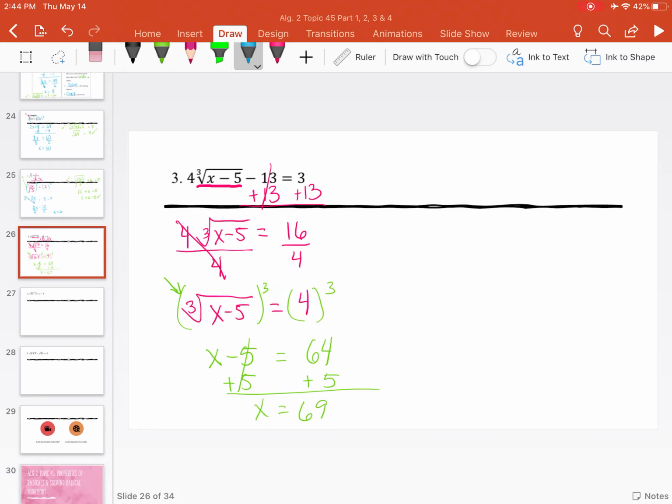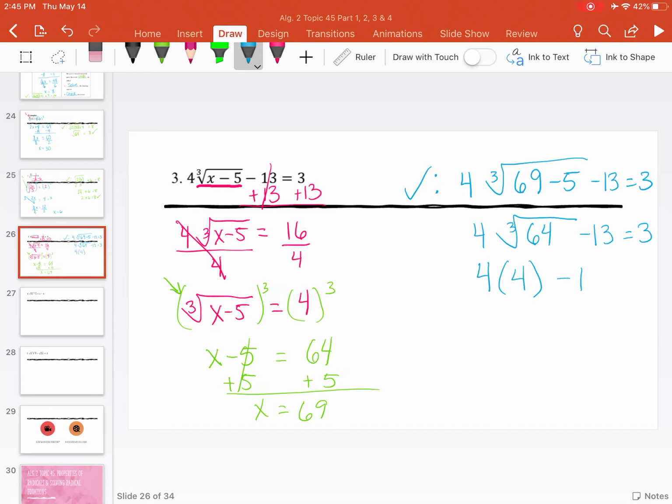Now we can do a quick check. So 4 times the cube root of 69 minus 5, minus 13 should give us 3. 69 minus 5 gives me 64. The cube root of 64 is, not 8, it's 4. 4 times 4, goodness, minus 13 should give us 3. 4 times 4 is 16. 16 minus 13 equals 3. Perfect.